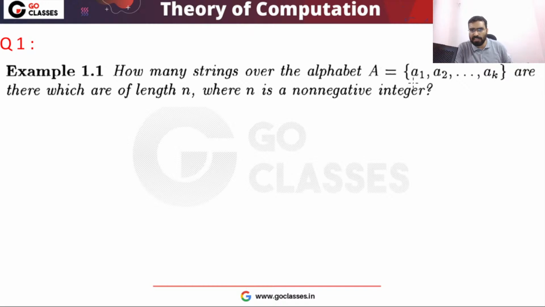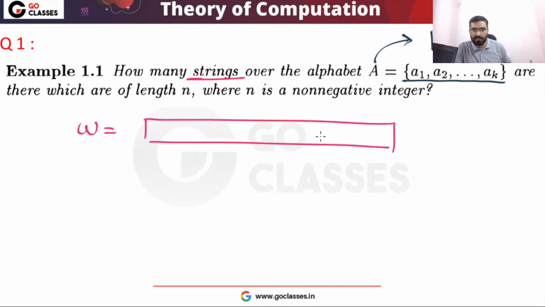In this alphabet total k symbols are there. So what is the cardinality of this alphabet? That is your k. And I want strings of length n, total length n. So how many strings can we create?